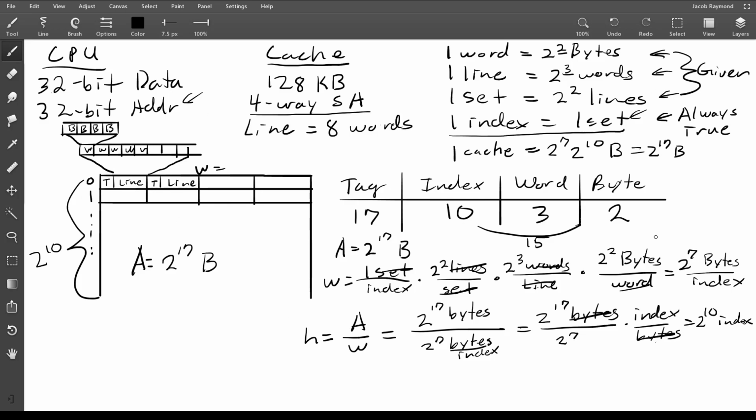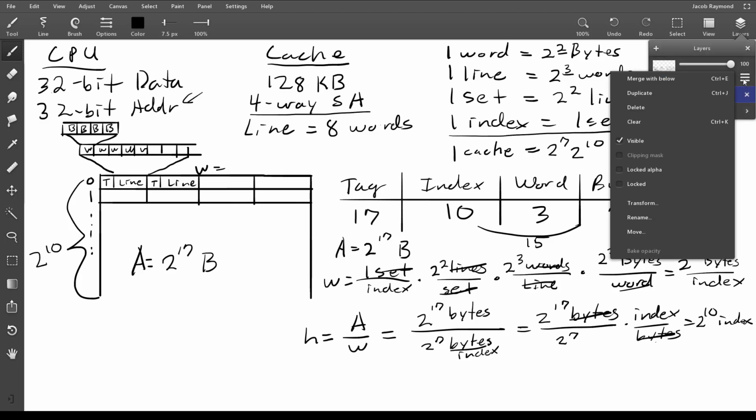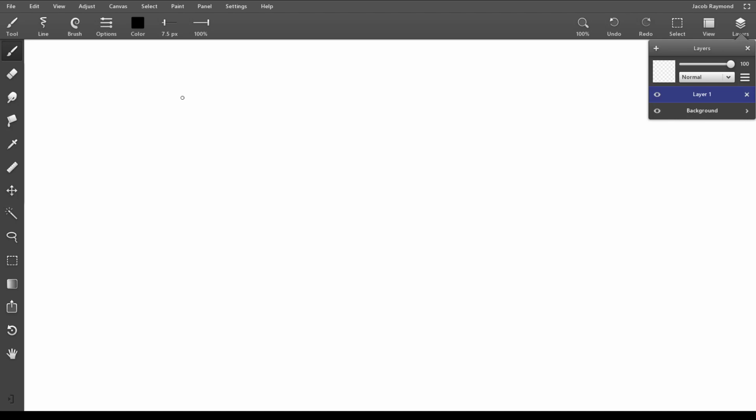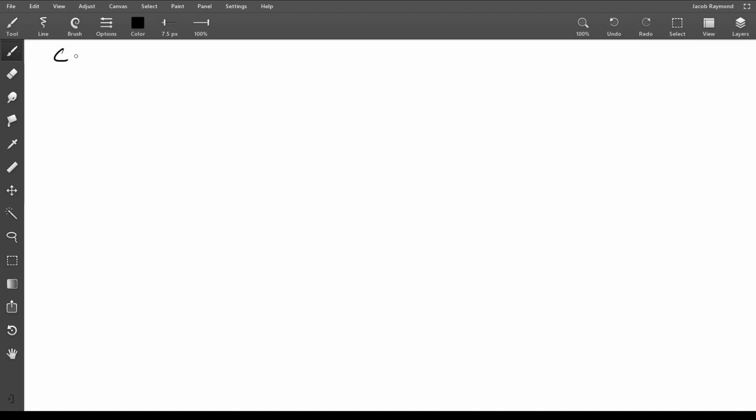A lot of information, but as long as you keep in mind what it looks like and you're just keeping track of your units, everything should work out. So let's go ahead and take a look at a different system. Let's look at, let's say now, a direct map cache. So now let's say our CPU has 16-bit data and we'll say 24-bit address.